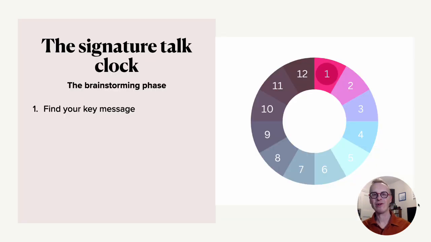If you've watched the first video, you'll hopefully remember that I said that generally speaking, or ideally, a signature talk has one key message running all the way through it. And so step 1 is find your key message. There are a number of benefits to having one key message running through your talk, as opposed to lots of separate pieces of content that aren't really related to each other. One of the key benefits is that it makes it much easier for you as a speaker, as a presenter, to compile your talk.